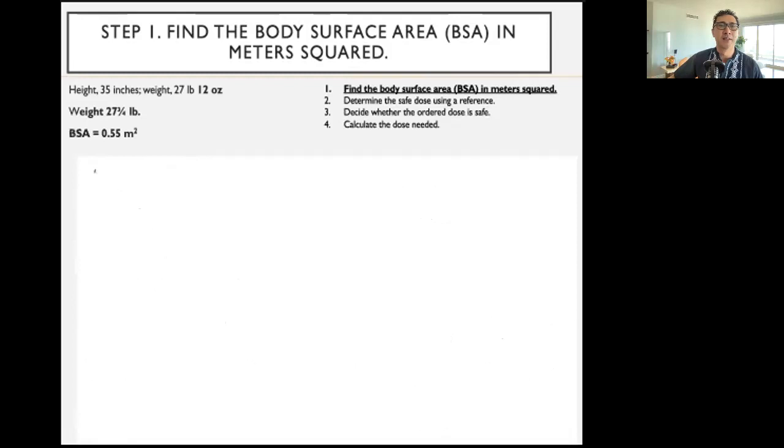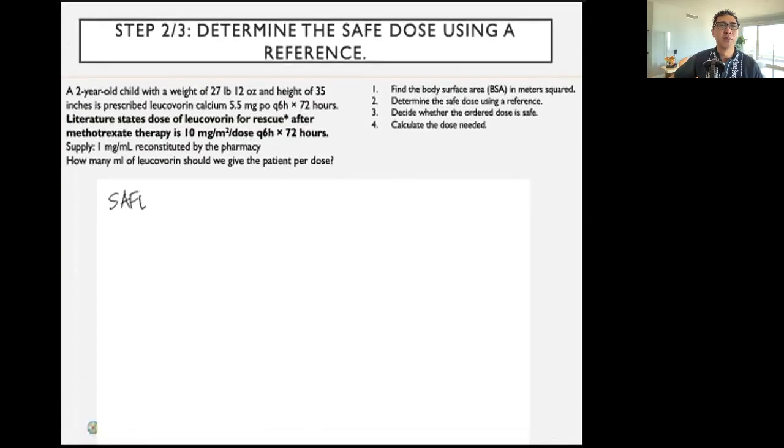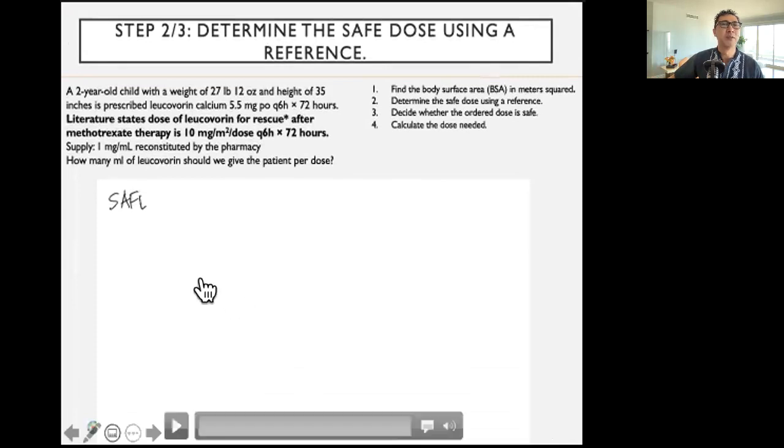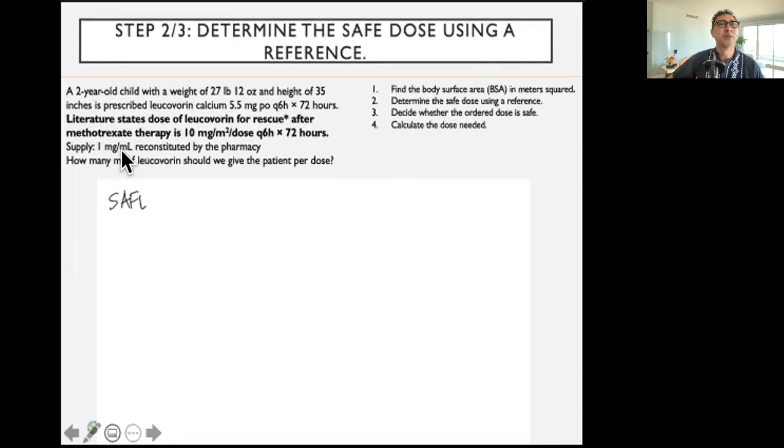Now, next, step 2. I need to know if this is a safe dose. The safe dose instruction is right here. Literature states dose of leucovorin for rescue is 10 milligram per meter squared per dose, Q6 times 72 hours. So how do we determine if this is a safe dose?